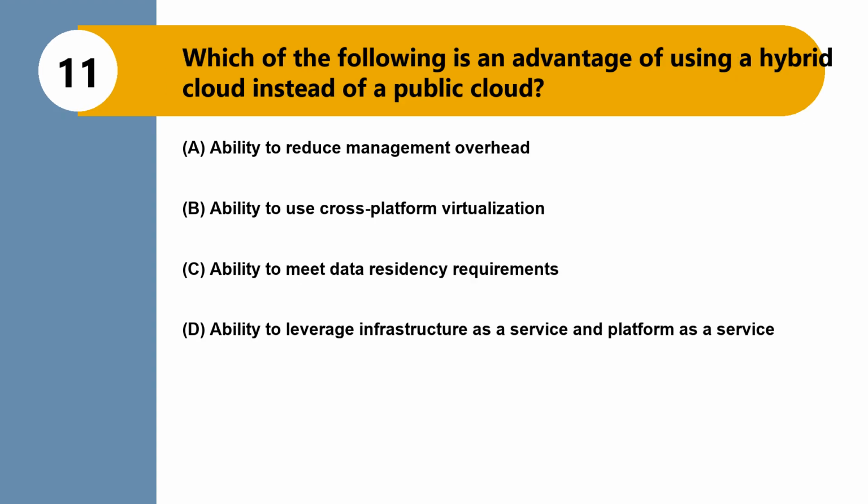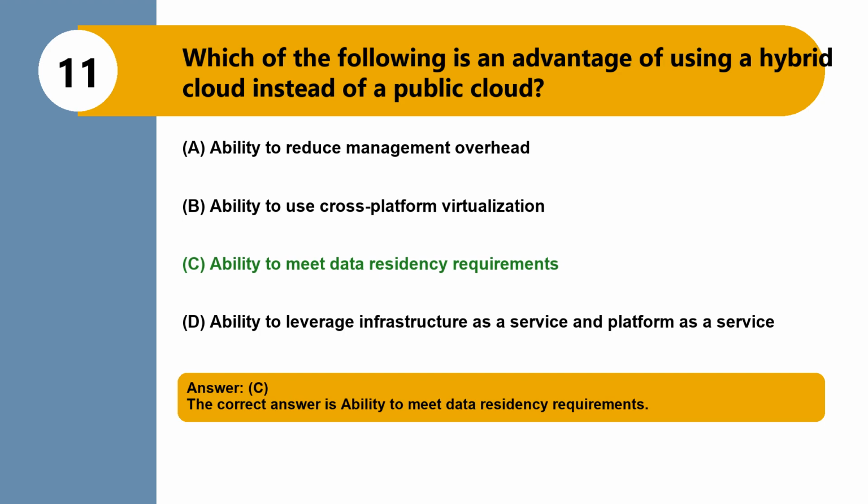Question 11. Which of the following is an advantage of using a hybrid cloud instead of a public cloud? Option A, ability to reduce management overhead. Option B, ability to use cross-platform virtualization. Option C, ability to meet data residency requirements. Option D, ability to leverage infrastructure as a service and platform as a service. The correct answer is option C, ability to meet data residency requirements.